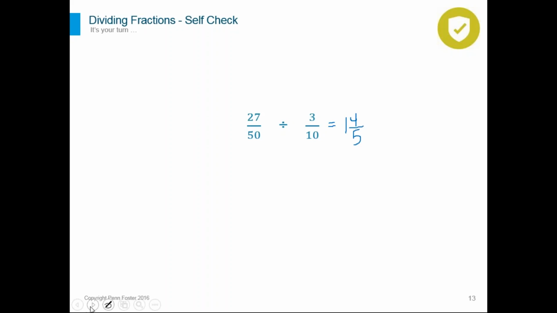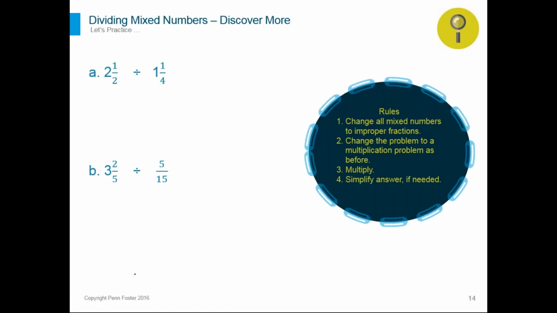Okay, let's move on to the next set of problems. Guess what? Mixed numbers over mixed numbers. What should we do? Do we change the problem first to a multiplication problem and then change each mixed number to an improper fraction, or do we do it the other way around, change to improper fractions and then change the question to multiplication? Okay, let's see. One, we have to change each mixed number to an improper fraction and then change the problem to a multiplication problem. Let's do that.